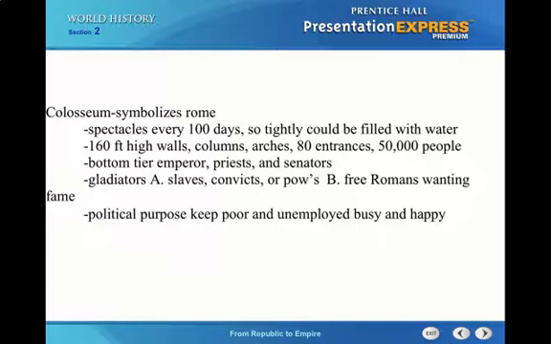The bottom tier is for the emperor, priests, and senators. The top tier is for the slaves and the poor. So again, it's showing this inequity that's just blatantly there. The gladiators are slaves, convicts, or prisoners of war. Sometimes they're free Romans wanting political power or fame, but their political purpose is to keep the poor and unemployed busy and happy. And so even though it shows Rome's greatness on the outside, it shows Rome's weakness on the inside, when you've got these gladiators killing people and the thumbs up and thumbs down and blood and gore and guts. And so it really is this combination of greatness and the terrible problems it's facing.